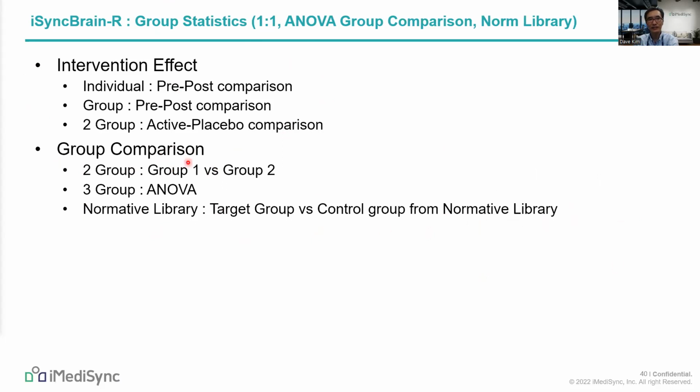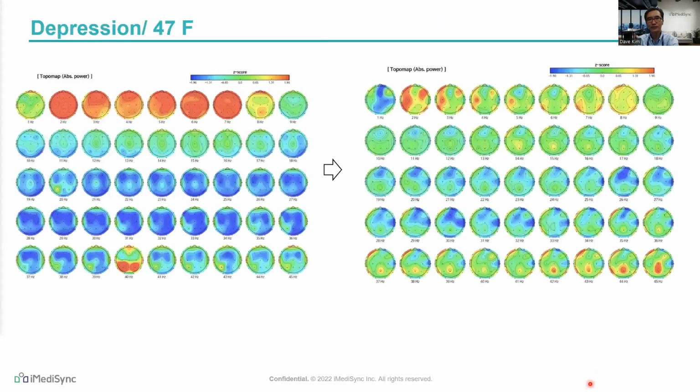In the group comparison, we can apply 2-group analysis, 3-group ANOVA comparison analysis. We can apply, and also with the normative library, for making the control group on the cloud automatically.